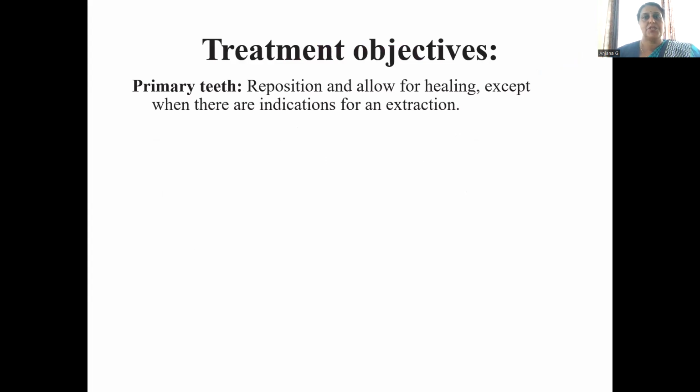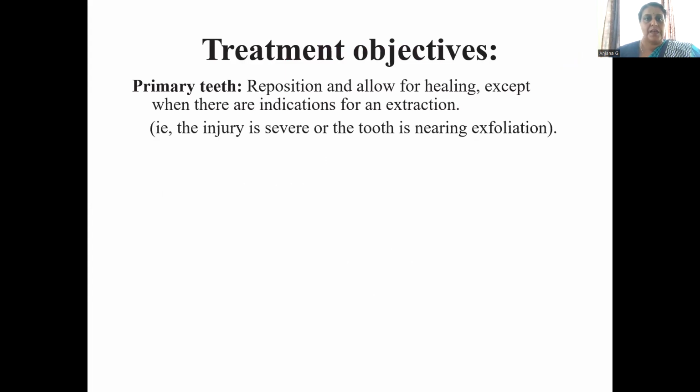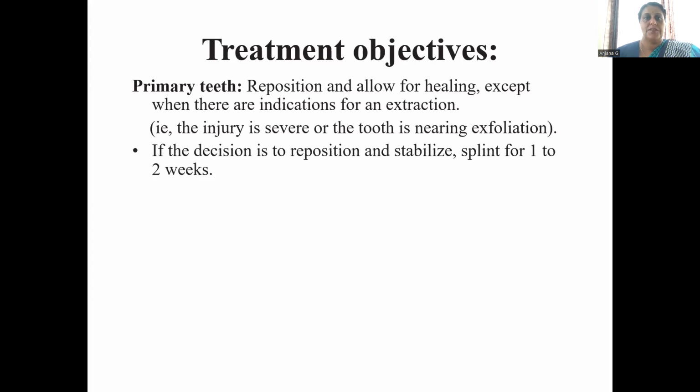For primary teeth, reposition and allow for healing, except when there is an indication for extraction. That is, if there is root resorption and the longevity of the tooth is not great, you can think about extraction, that is, if the injury is severe and the tooth is nearing exfoliation. If the decision is to reposition and stabilize, splint for 1 to 2 weeks. While repositioning, you will have to dislodge the clot that is formed above the apex of the tooth with finger pressure and position it in the right anatomic position before splinting it for 1 to 2 weeks.